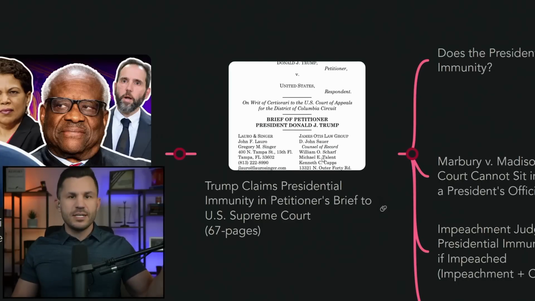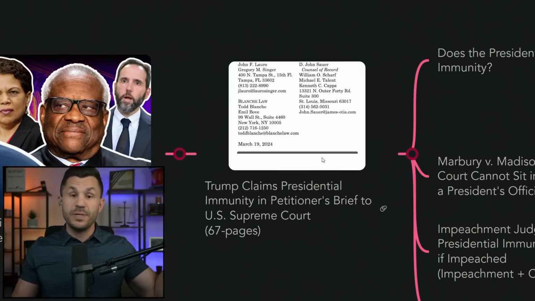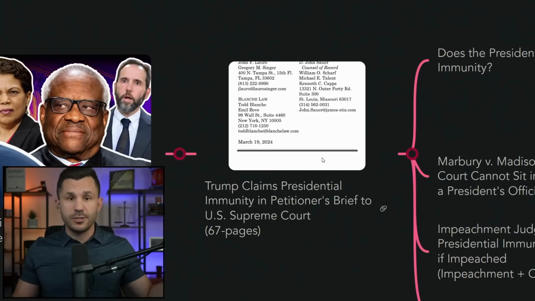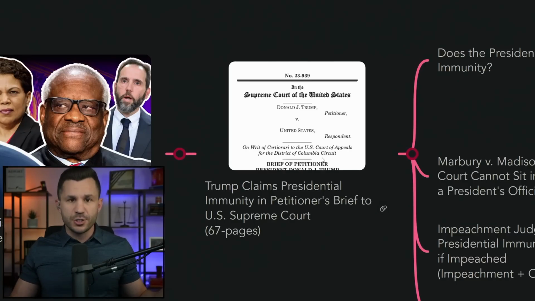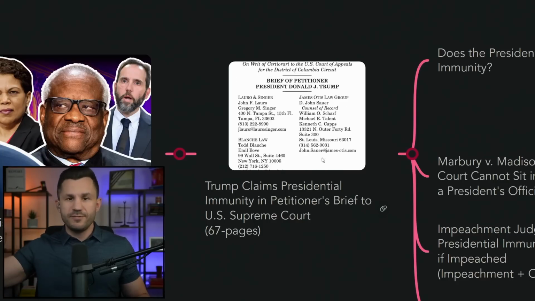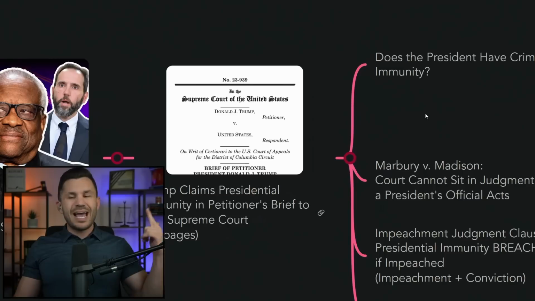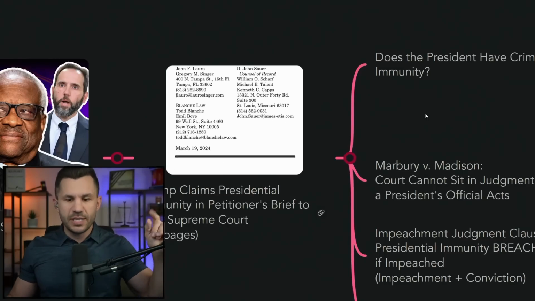Donald Trump submits his brief to the United States Supreme Court declaring his J6 case should be dismissed because he has presidential immunity. We've been following this from Judge Chutkan's courtroom all the way up, and we are waiting for oral arguments on this case, but both sides have to brief this matter, and Trump submitted his. It's a 67-pager.